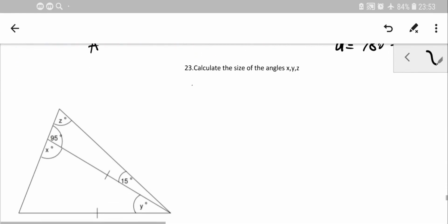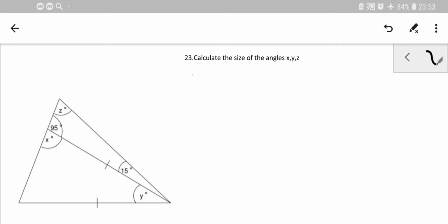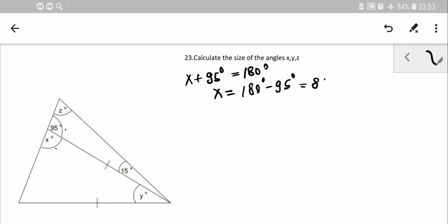All right, so problem 23 here. Calculate the size of angles X, Y, and Z. Okay, so what we have: angle X with angle 95. They will form together 180 degrees, an open angle, from where X is simply 180 minus 95. So it's simply 90 minus 5, and you'll have 85 degrees. So we now know this is 85 degrees.